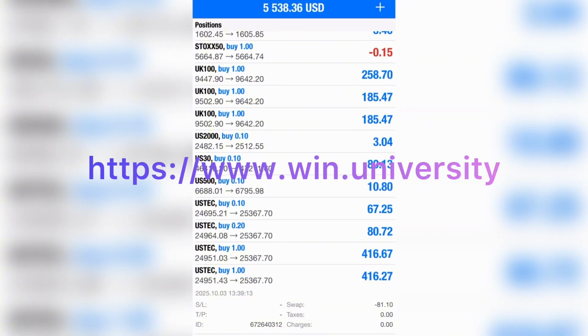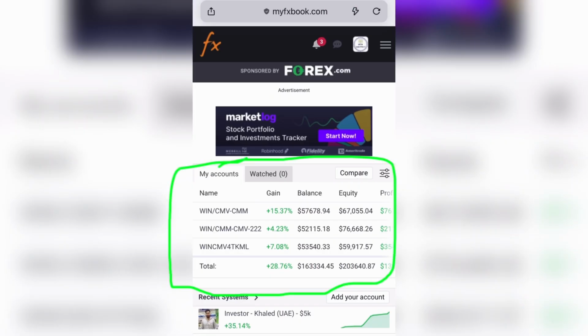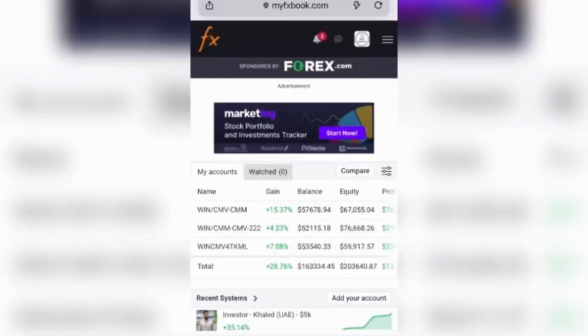But we have it available, and this account is monitored by MyFXBook. I'm going to add the fourth account on here, but these are the three accounts that are currently on MyFXBook. And yeah, let's get right into the trades.